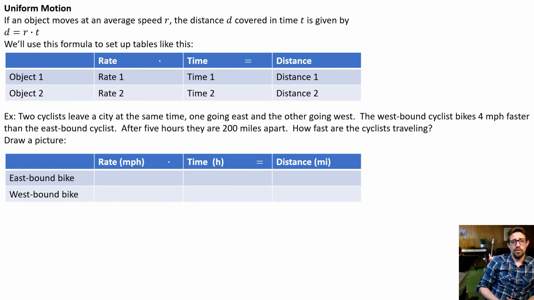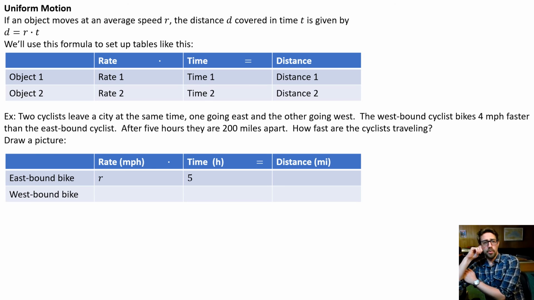So here's our table. We got our eastbound bike and our westbound bike. The rates, like we just saw, the slower rate is going to be R and the faster rate is going to be R plus 4. Now, if you called the faster rate R and the slower rate R minus 4, guess what? It would still work. That's a perfectly valid way to do this problem. So this is one of those things where you can do it a little different than your neighbor, Zoom neighbor, and you can both get the right answer. Okay?